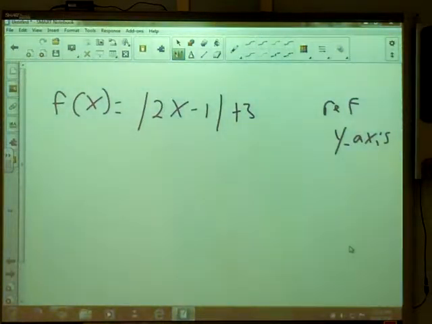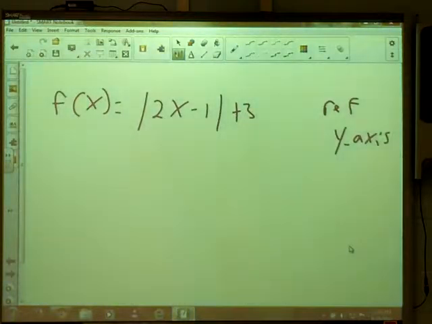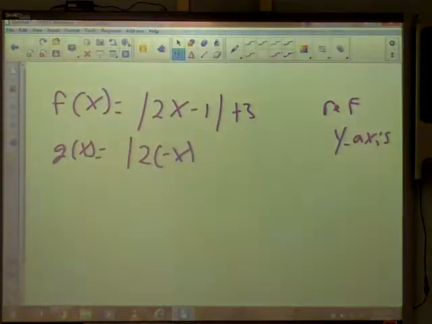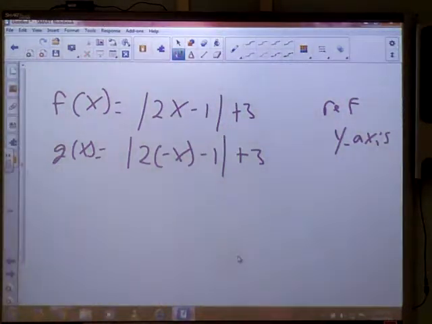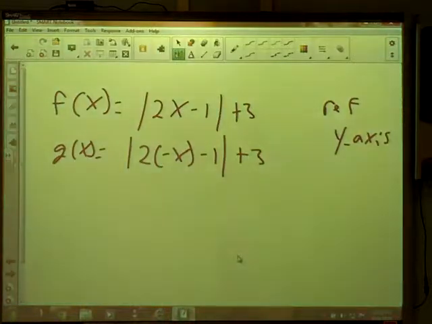Alright, so if I'm reflecting that in the y-axis, does the negative go just to the letter or to everything? Just to the letter. See, y'all got that. So I'm going to say g of x, absolute value of 2 times just my letter, got negative. Everything else stayed the same. Now simplify that in there. You know what 2 times negative x is.